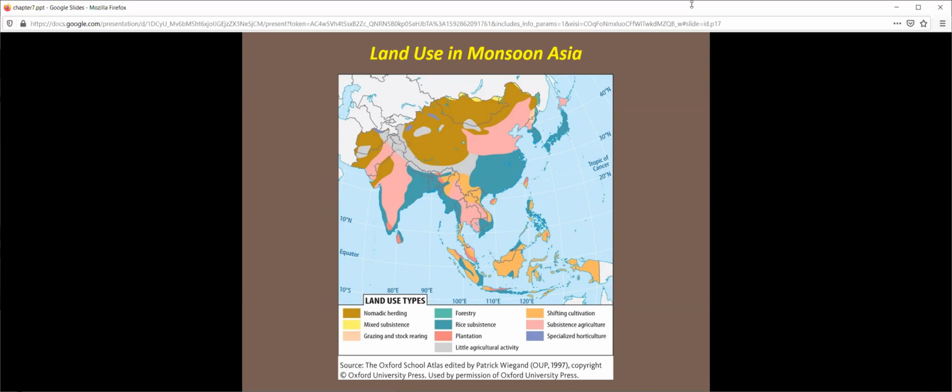What else? That part of the world that says little agricultural activity in the gray there. What is that? That's the Himalayas, right? You don't get a lot of agriculture activity in the mountains. Or the nomadic herding is also part of that too.